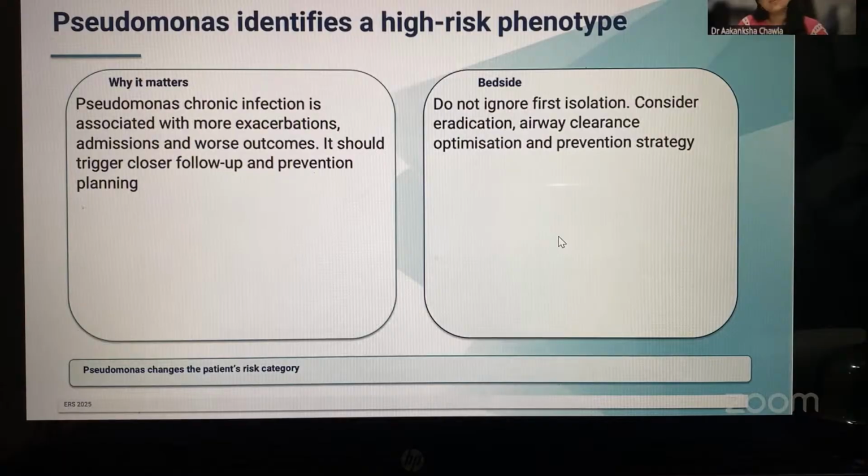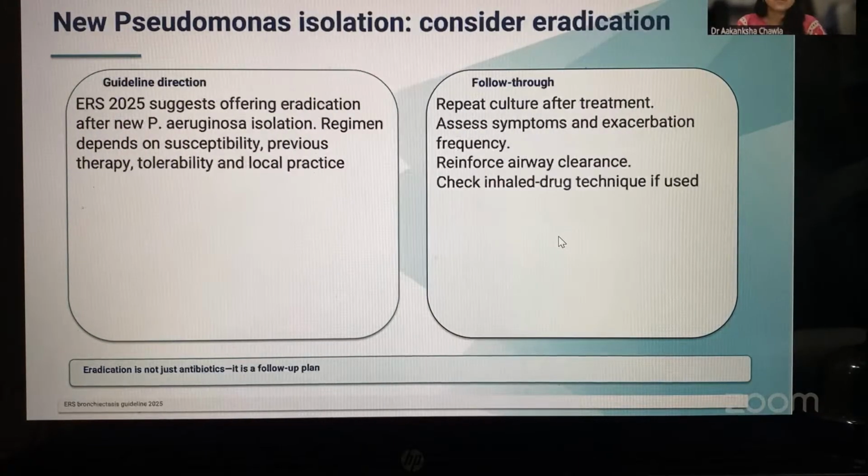This remains one of the most important aspects, especially when you're dealing with a bronchiectatic patient with Pseudomonas in our culture. As per the ERS 2025 also, it suggests offering eradication after a new Pseudomonas isolation, and the regimen would depend upon the susceptibility, previous therapy, tolerability, and local practice.